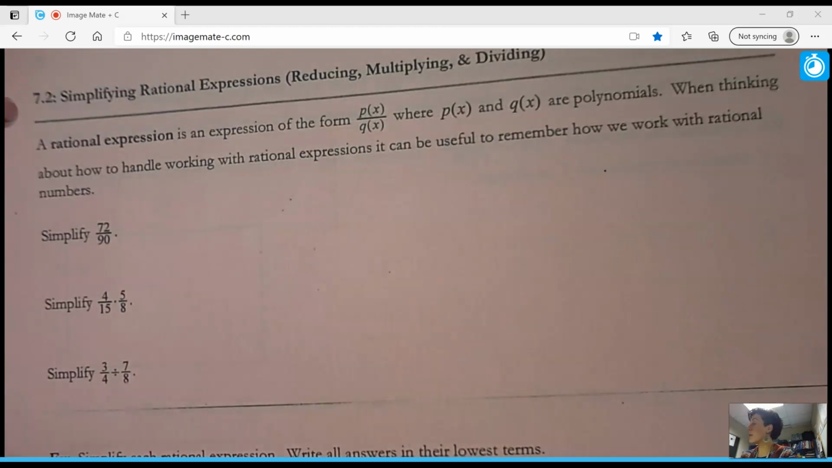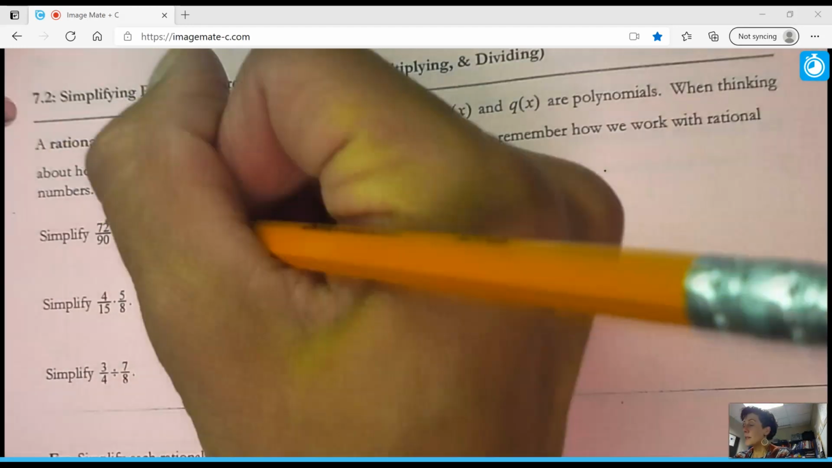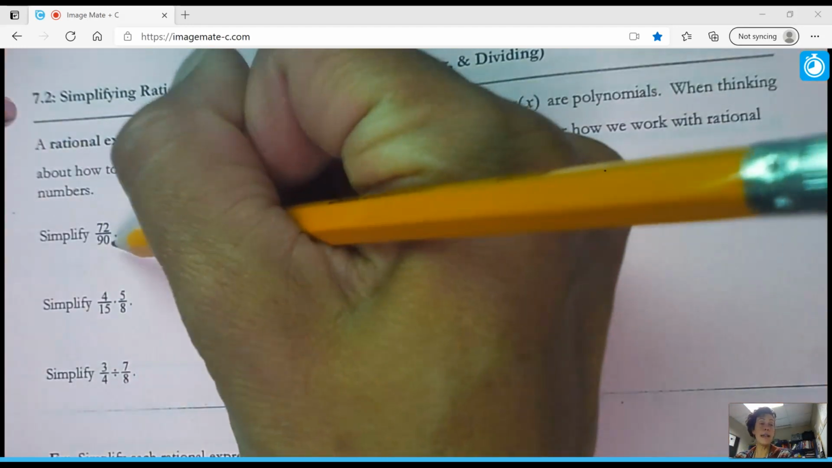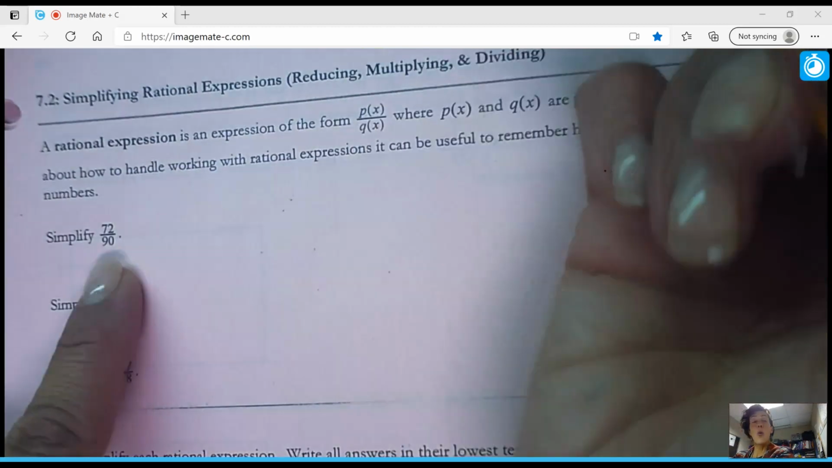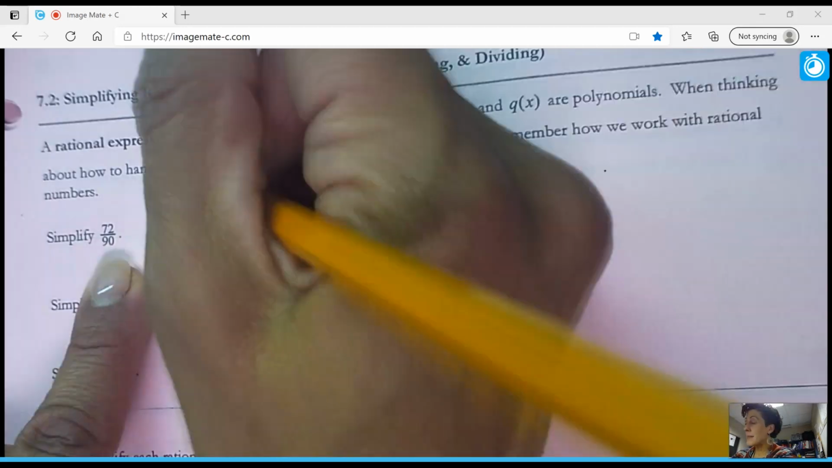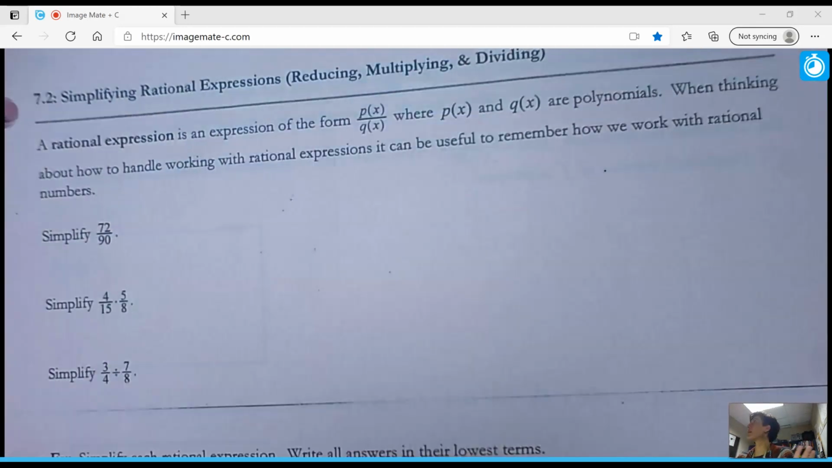So when you learned in middle school to simplify a fraction, you probably would have learned to look for a GCF. So what's the biggest number that goes into 72 and 90? And sometimes we can't think of it, so sometimes we work it in pieces. So what I'm about to write down, I'm going to be erasing in a moment. I'm going to put it on a different piece of paper.